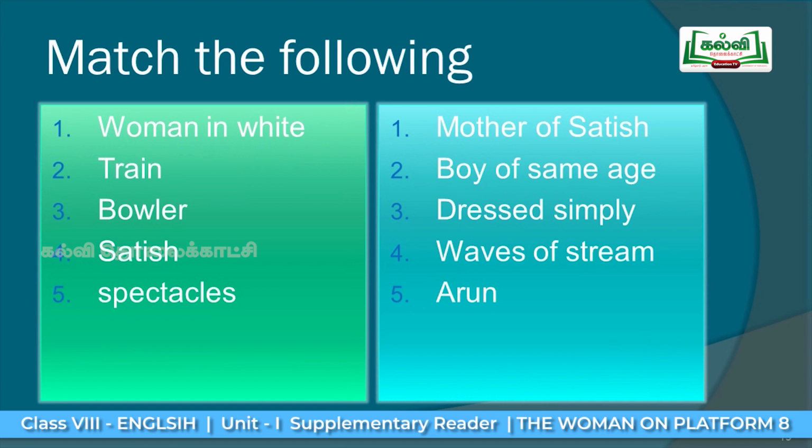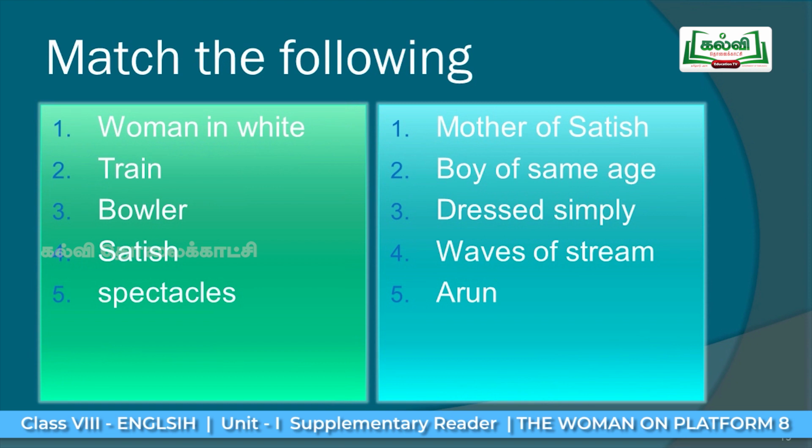We are going to match the following. A woman in white. Who is the woman in white? She is dressed simply. Okay, what about the train? For the train, it means waves of steam. Okay, now the third one, bowler. Who is a bowler? Yes, Arun is the bowler.